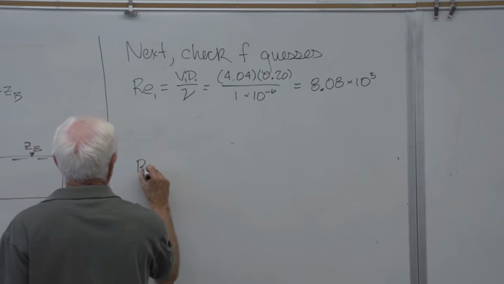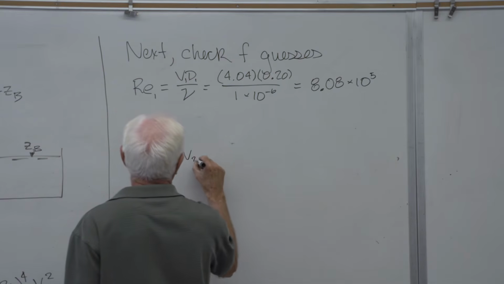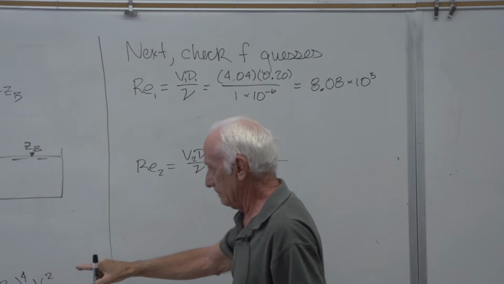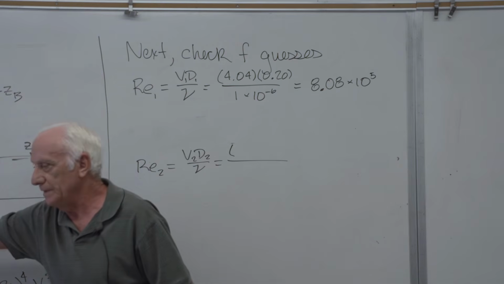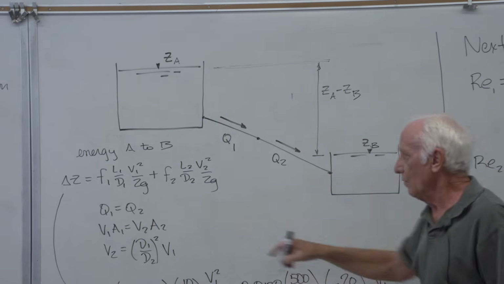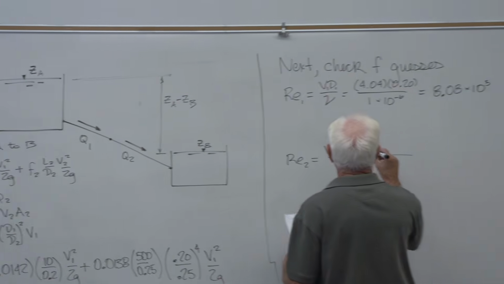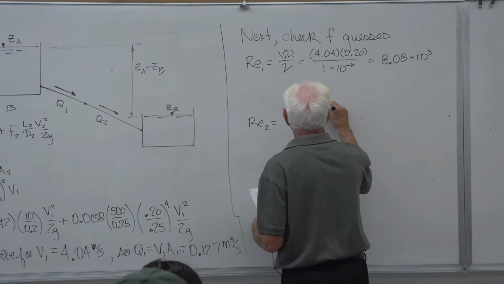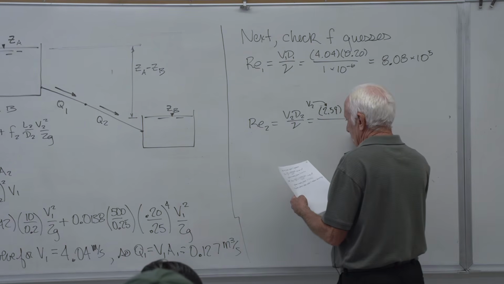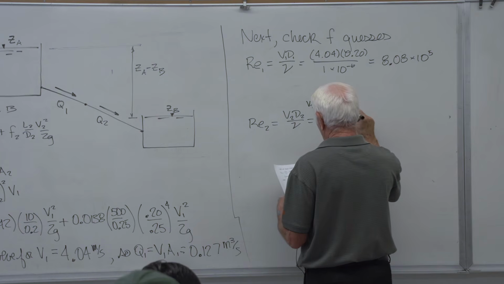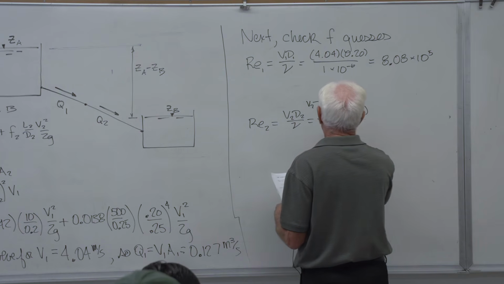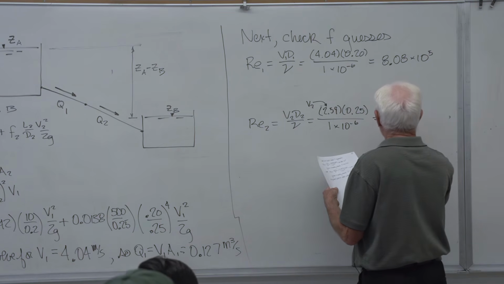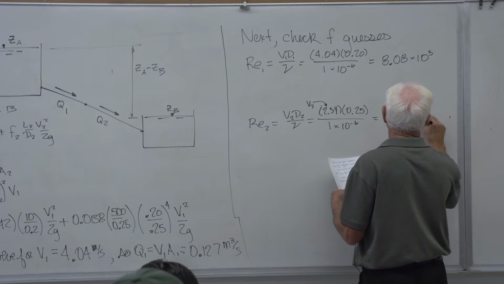Reynolds number 2, type 2. Now, you can get the velocity from here. There's V2. I did that. When you do that, you get V2, 2.59. And D2, 0.025, times 1 times 10 to the minus 6, ambient temperature, 6.46 times 10 to the 5th.